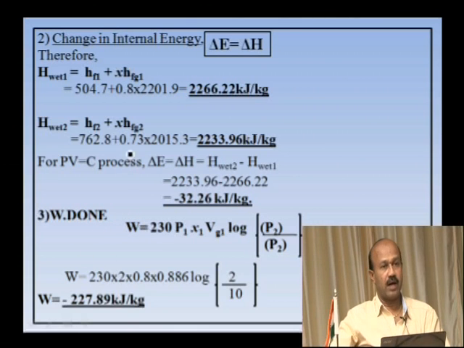Next is work done. It is a hyperbolic law. In hyperbolic law, work done is equal to 2.3 into 100, that is directly I have taken 230 into P1 x1 Vg1 log P2 by P1. Both P1 and P2 are given, so directly I can take P1 and P2, that is 2 and 10 bar. Substituting all the values I am getting again a minus, for the same reason, the quality has reduced compared to the initial condition. Therefore, work done is also minus, around 227.89 kilojoules per kg. This is the work done.